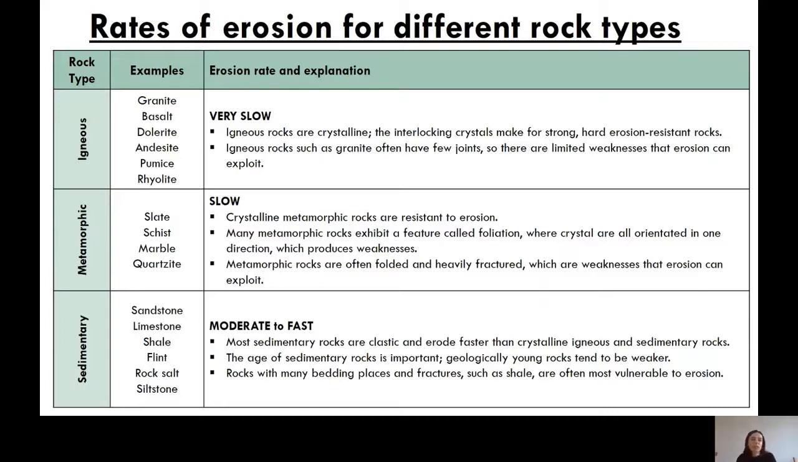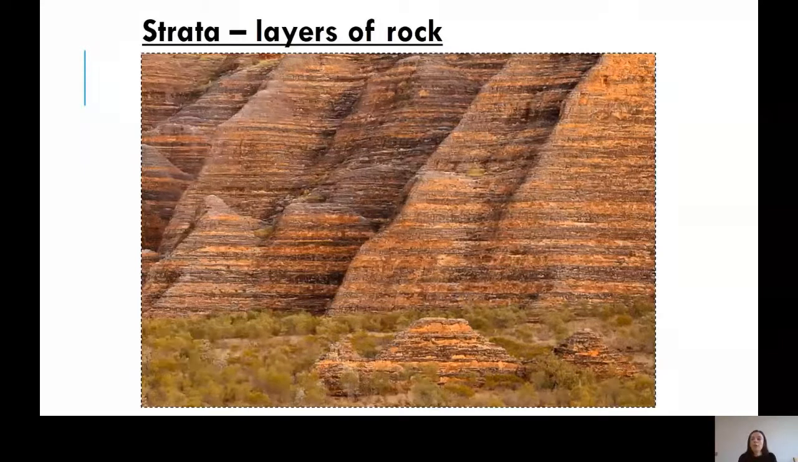We are now going to look at the structure of the rock, the way that the rock has been organized. Here we have the strata. If I refer to the strata of a rock, it means the layers of the rock, the way, the direction. So here we have horizontal layers.